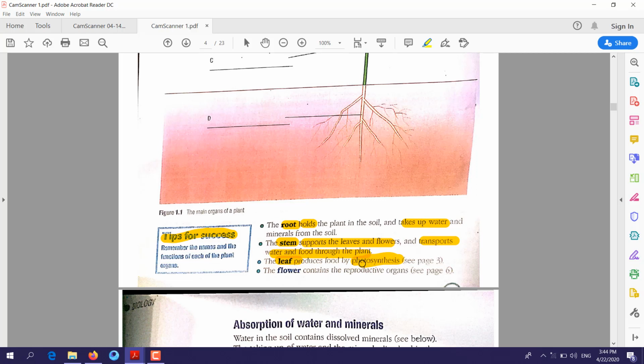So photosynthesis, if we want to give a definition for it, we will say it's a process by which green plants make their own food.